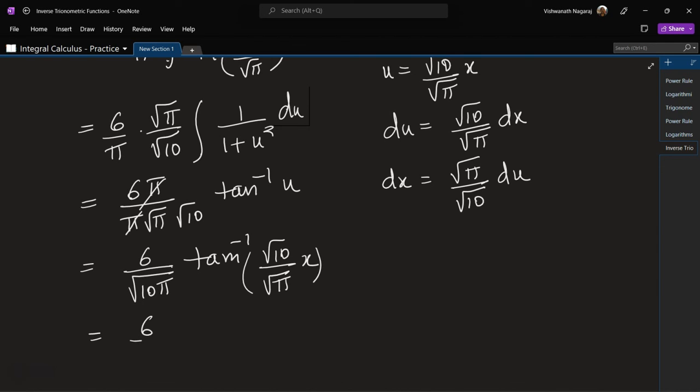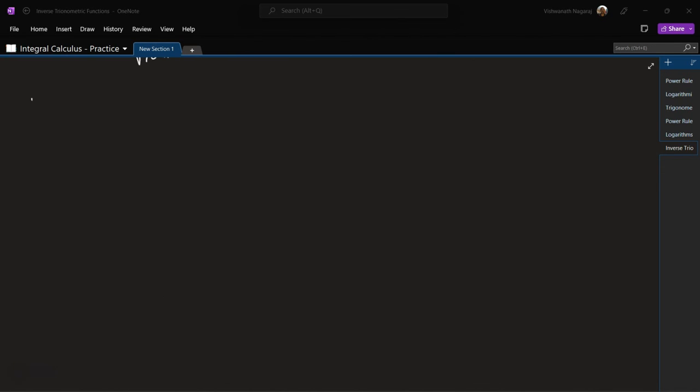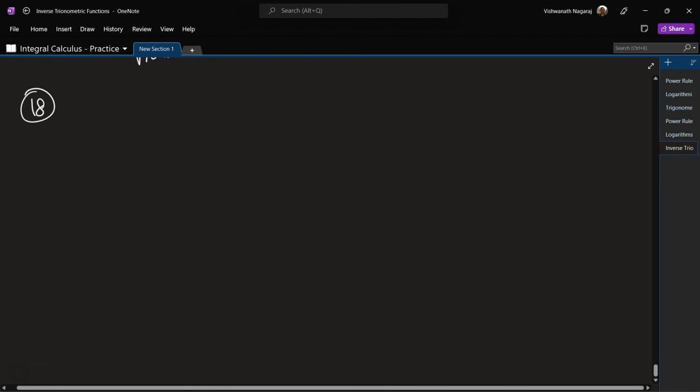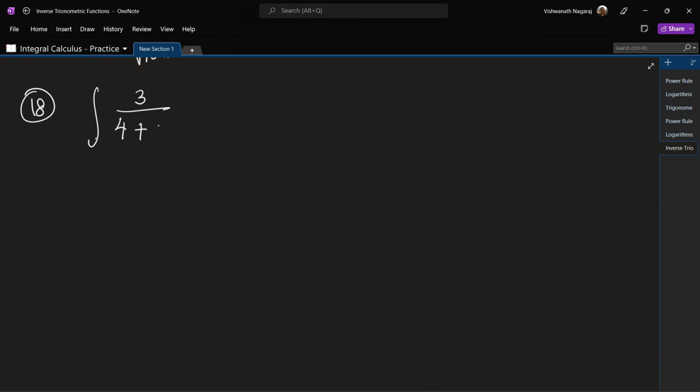If we want, we can take it a little bit further by rationalizing the numerator here. So what do we get? We get 10 by square root of 10 pi x plus c. Finally, 18th one. Integral of 3 by 4 plus x to the power of 2 by 3 dx.